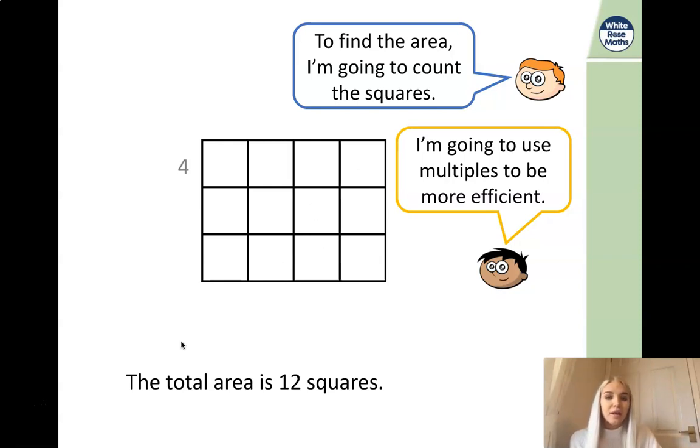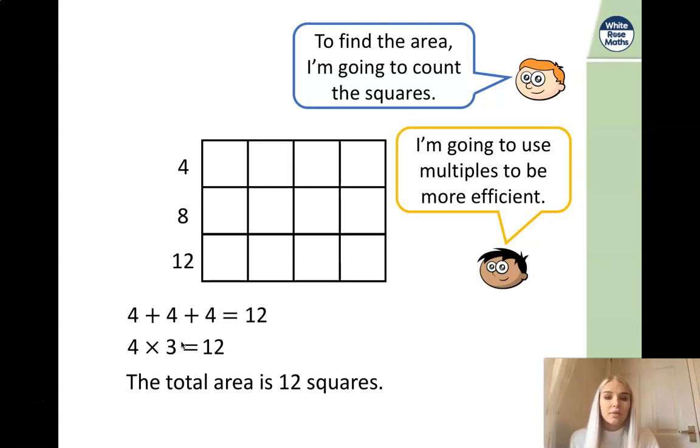Well, if we know that each row has 4 squares, we can use this to work out the whole area by adding 4, add 4, which is 8, add another 4, which is 12, giving us the same area of 12 squares. So we can use repeated addition, 4 add 4 add 4, or we could look at how we might use this as a multiplication. 4 multiplied by 3. We have 4 rows 3 times, giving us 12.